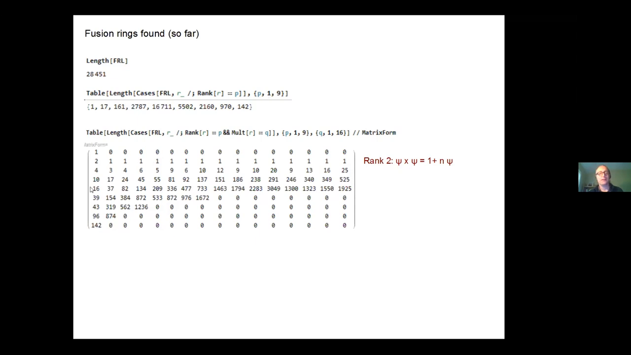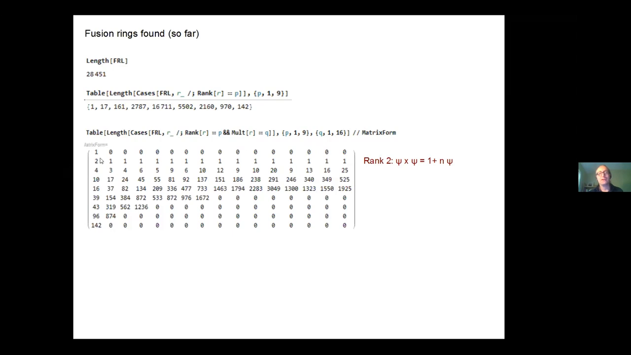So to make clear what happens, I made a table here by both rank and multiplicity. The rank is in the vertical direction. You see there's a unique ring of rank 1, which also has multiplicity 1, it's a trivial ring. And there are no higher multiplicity versions, so that's why you have a line of zeros here.